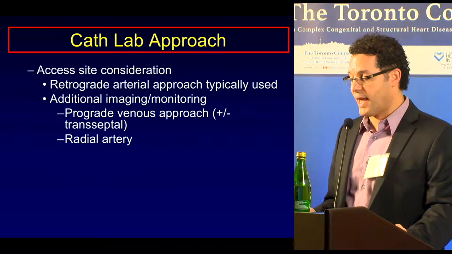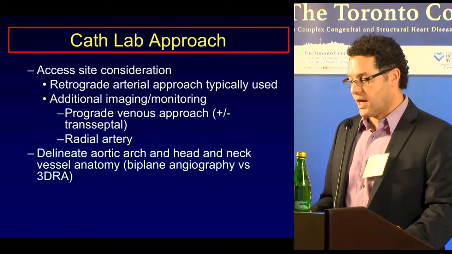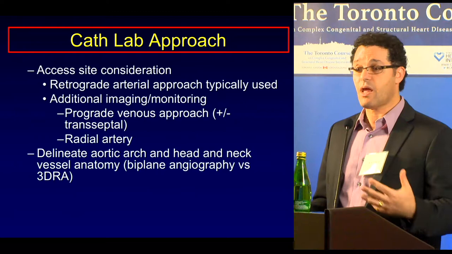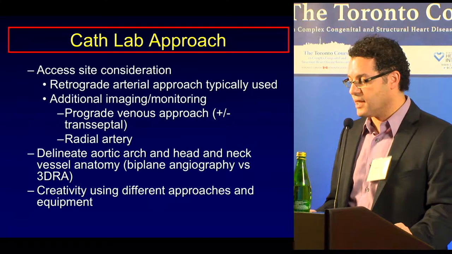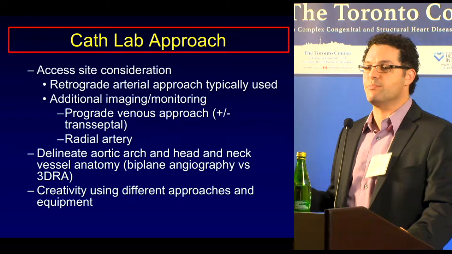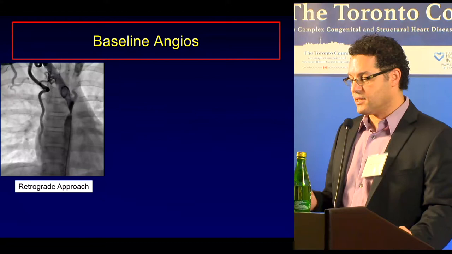You always need to clearly delineate the aortic arch and the head and neck vessel anatomy. You may do biplane angiography. You may do 3D rotational angiography. I've not typically done 3D rotational angiography, but certainly there are wonderful pictures that show this. And then when you get in, if it's simple, straightforward, sure. But most of them are not simple and straightforward. And you need to use creativity, different approaches, different equipment, and different collaboration.